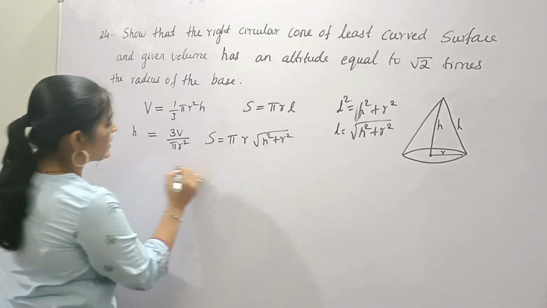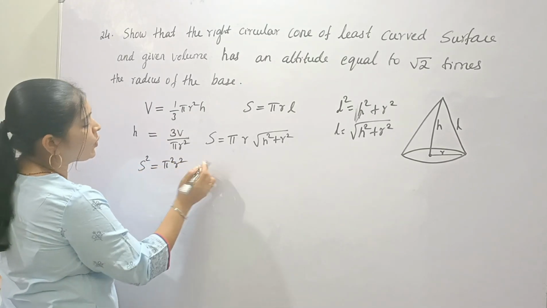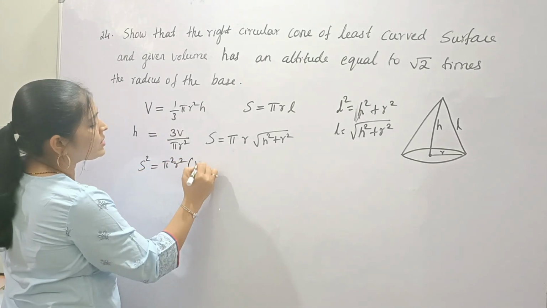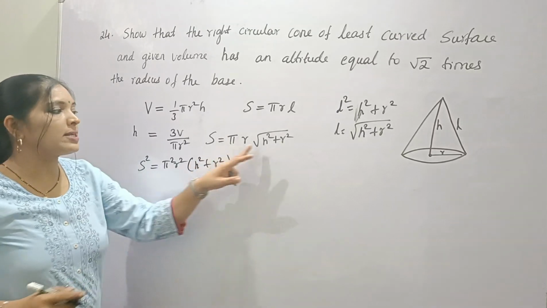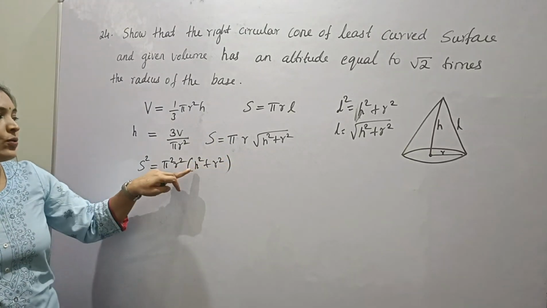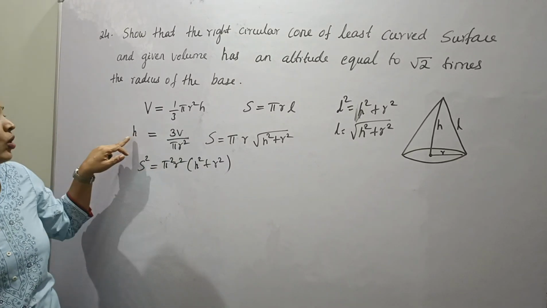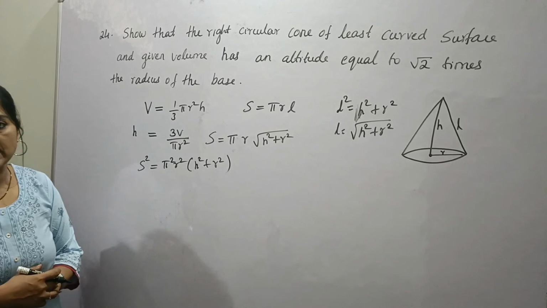So here, let's take S square is equal to pi square r square, squaring on both sides, so h square plus r square, so that this square root will be removed. After that, see what is h square? We have to substitute. From this volume we have got h is equal to 3v by pi r square.